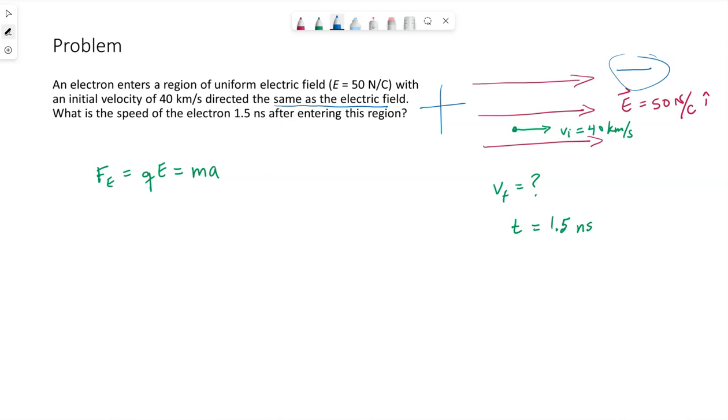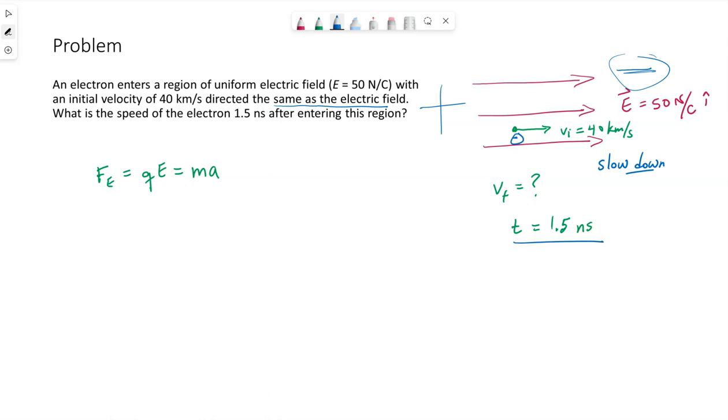Knowing that, is it going to speed up to get there faster or slow down? Well, I expect it would slow down. Electrons are repelled by other electrons. So I expect it to slow down, meaning we should get an answer for v final that is smaller than v initial.